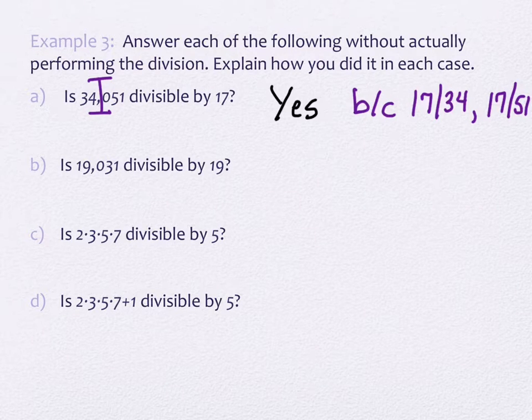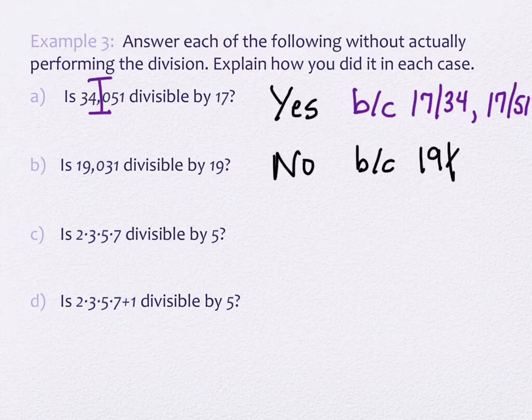So what do you think about 19 dividing 19,031? That's going to be no. Why? So where does it fail then? On the 31. 19 does not divide 31. The 19 at the beginning, we'd be good to go, but the 31 at the end causes us a problem. Yes, indeed.